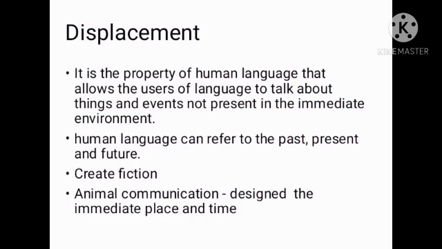On the other hand, animal communication is designed for the immediate place and time. It lacks the property of displacement. Animal communication is a response to stimulus like food or danger in the immediate environment. Dear students, in short, displacement means the ability to talk across time and space.